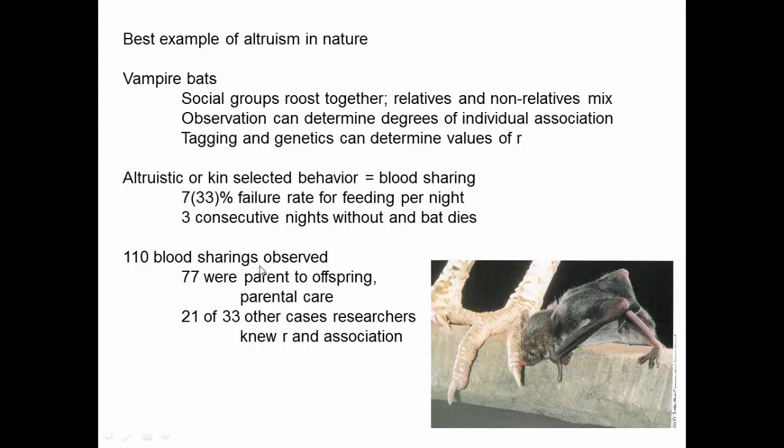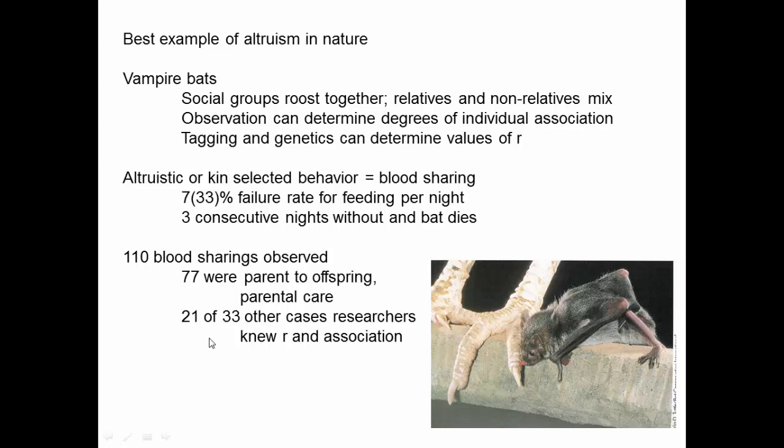110 blood sharing events were observed. 77 of them were parents to their own offspring. We can consider that just to be parental care and neither kin selection nor altruism. But in 21 out of 33 of the other cases, the researchers knew both the genetic relatedness and the degree of association, right? How much they hung out with each other in the cave.